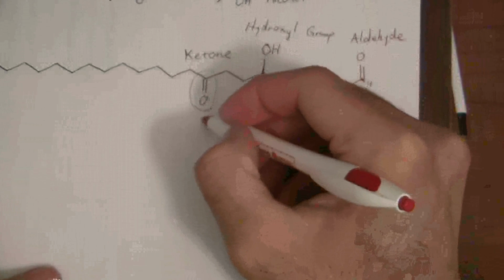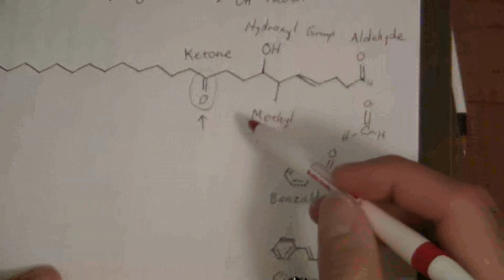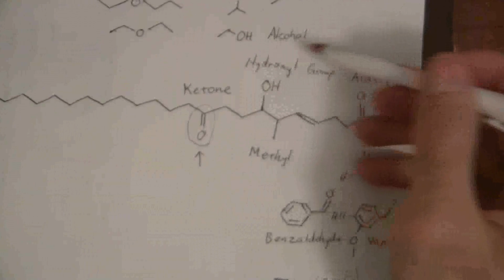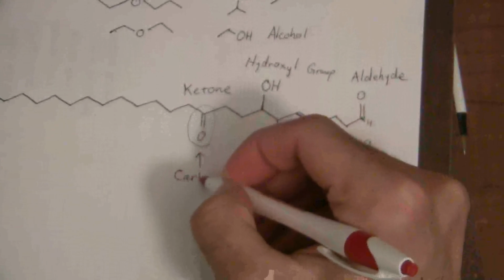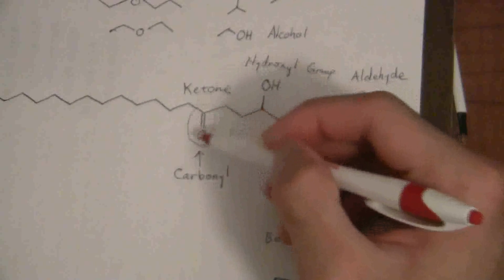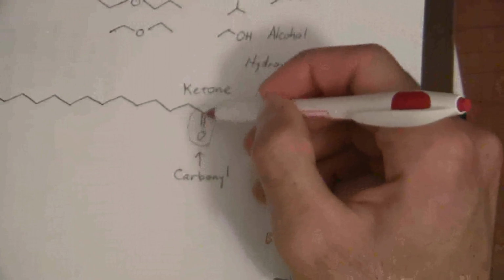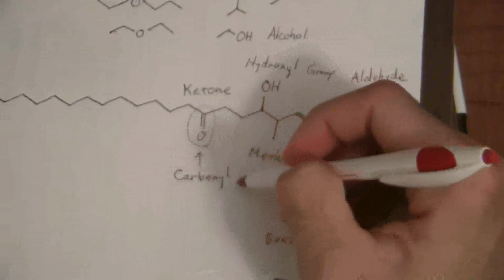And this group by itself, where we have the double bond to oxygen, when we name it as a group, just like we say this is the methyl group or the hydroxyl group, and a hydroxyl group makes alcohols. So a carbonyl group is referring to this double bond to oxygen. Anytime I have a carbon doubly bonded to oxygen, I'll call that a carbonyl carbon, or this is a carbonyl group.